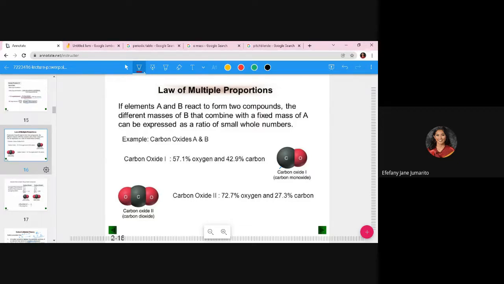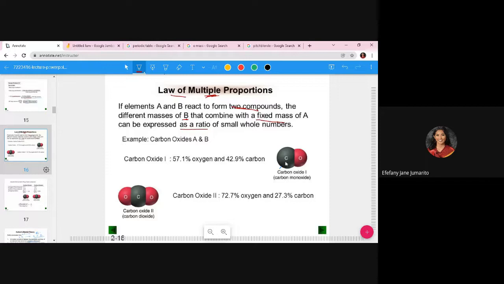So if elements A and B, if we have two elements that are going to form two compounds, the different masses of B that combine with a fixed mass of A can be expressed as a ratio of small whole numbers. So we have the law of multiple proportions. Multiple means many, so it will differ.